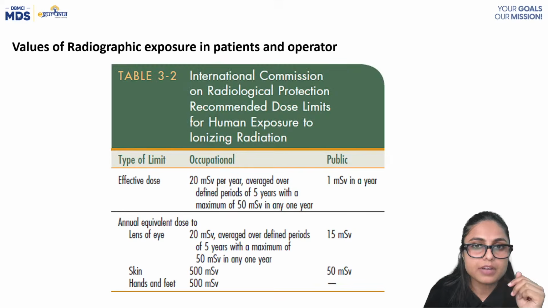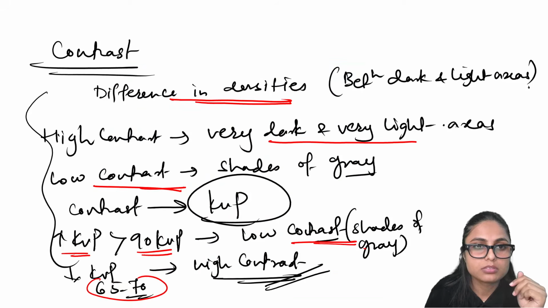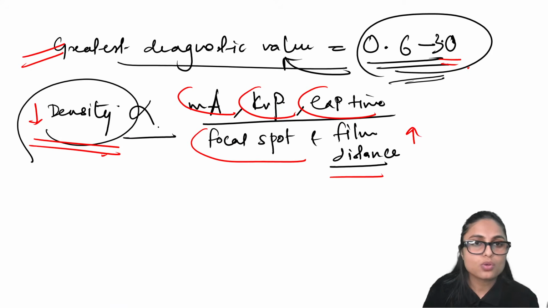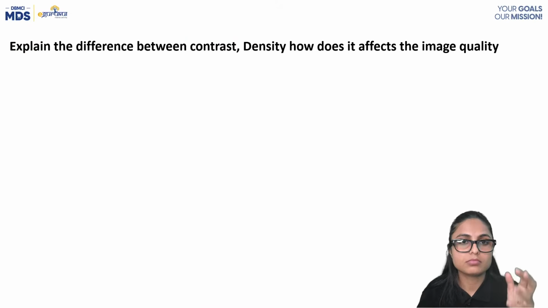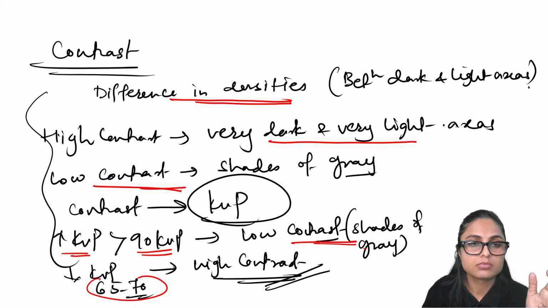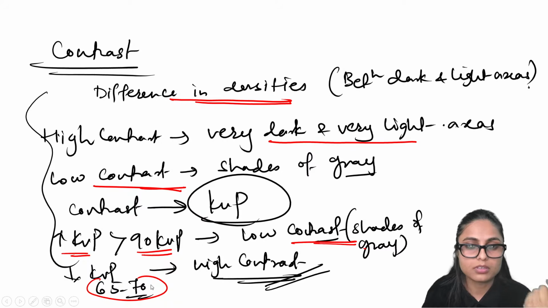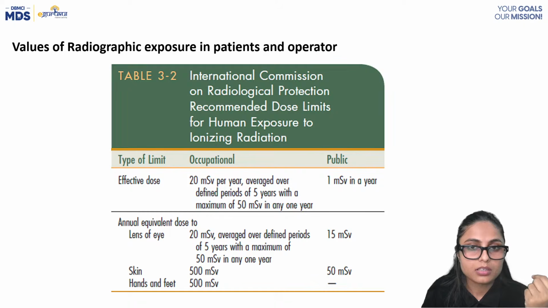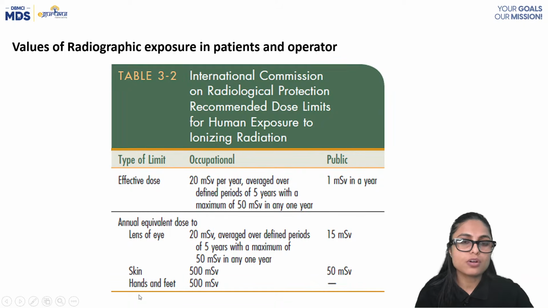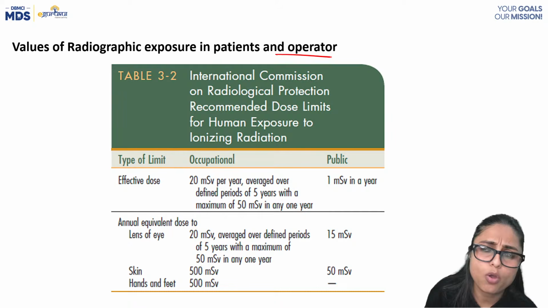So this is about density and contrast. I hope this is clear. Then, values of radiographic exposure in patients and operator.